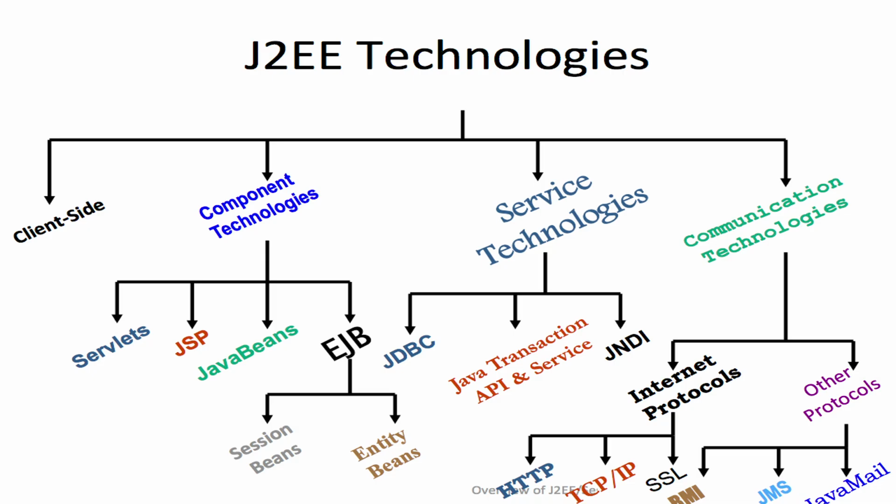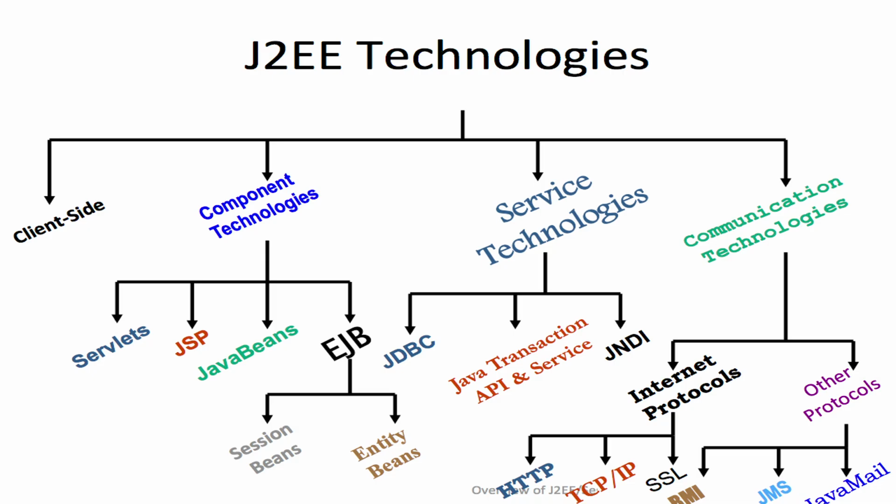Now see the component technologies. Under these component technologies, we have servlet, JSP, JavaBean, and EJB, Enterprise JavaBean, which is divided into Session Bean as well as Entity Bean. These are the two categories of Enterprise JavaBean. So collectively, servlet, JSP, JavaBean and EJB are called component technology.